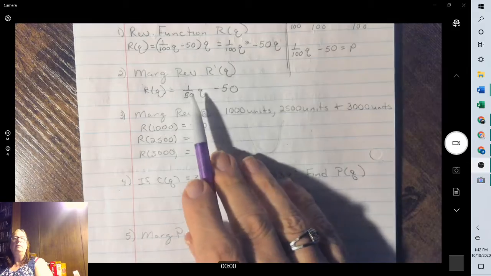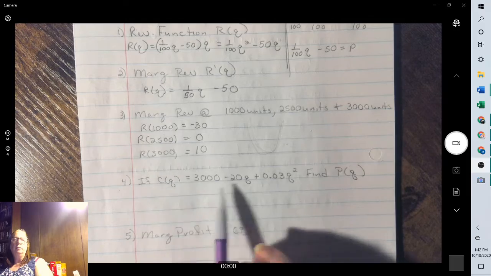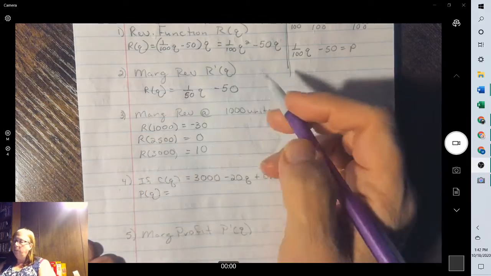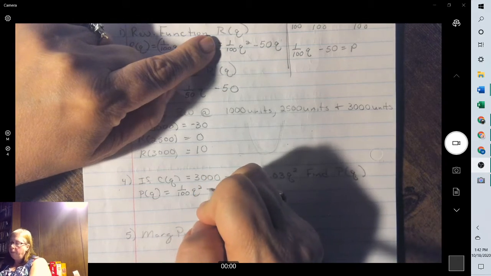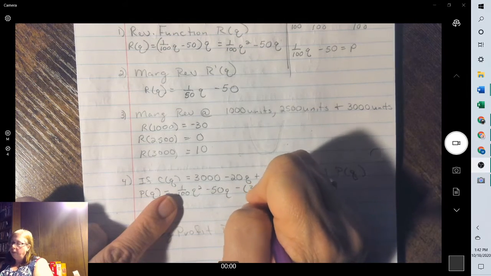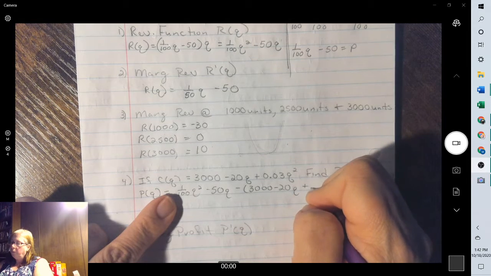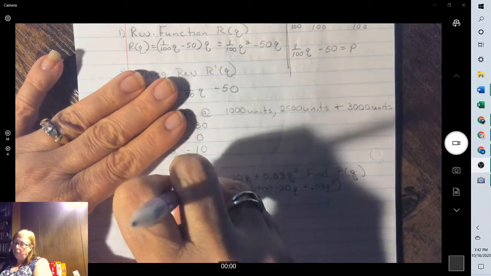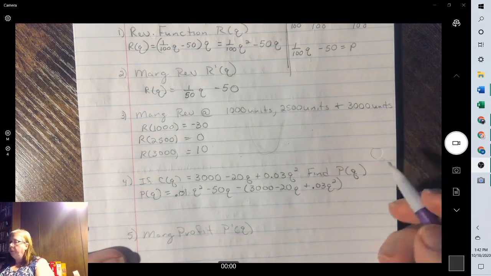Okay, we need our revenue function, which is this one. We're given cost and we want to find P of Q. Remember, profit is revenue, which is 1 over 100 Q squared minus 50Q, minus the cost, 3,000 minus 20Q plus 0.03 Q squared. I'm going to put this in a decimal. 1 over 100 would be 0.01. That way they're easier to combine.